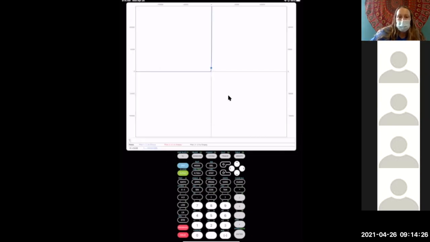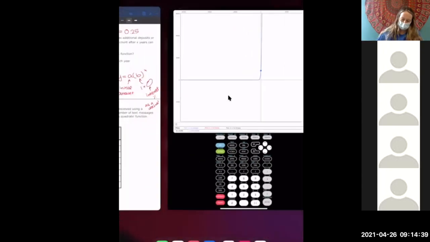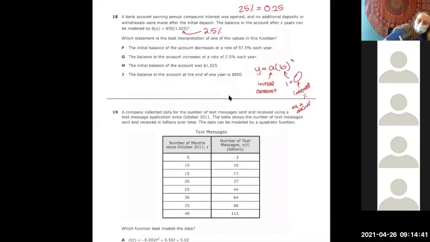Okay, so you're going to ask yourself, is it increasing or decreasing as it goes from left to right? And the answer is it increases, and it increases a lot. Okay, and that's what an exponential function looks like. So we're going to cross this off because it is not decreasing, it is increasing. Okay. The balance on the account increases at a rate of 2.5% each year. So that's where this number comes from. So that sounds like it's correct. Okay, so we've got 0.025, which is 2.5%. So that could be correct.